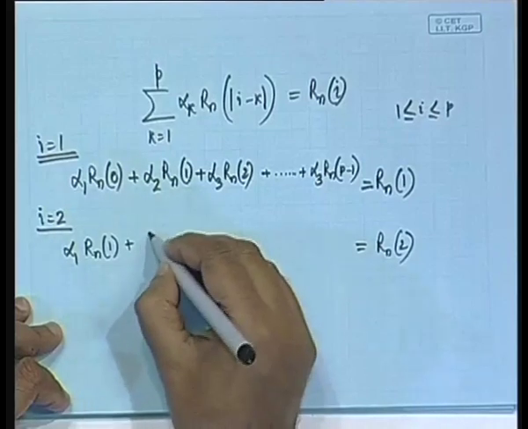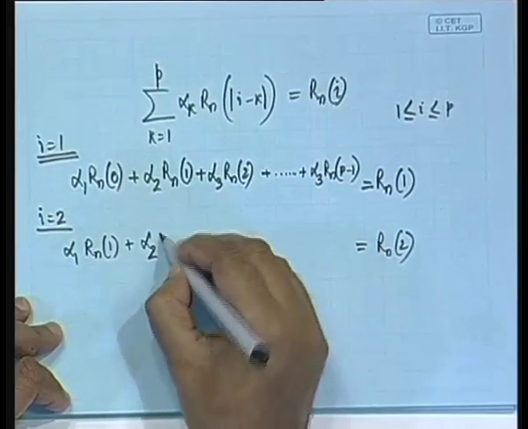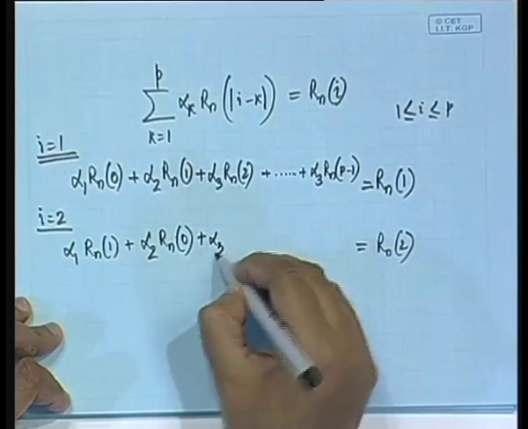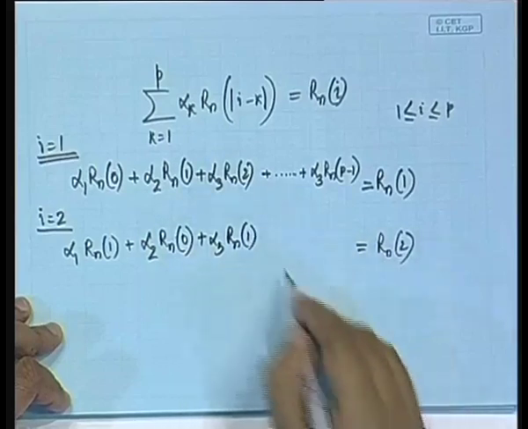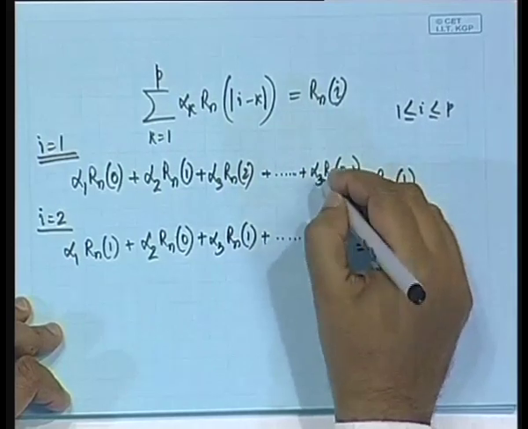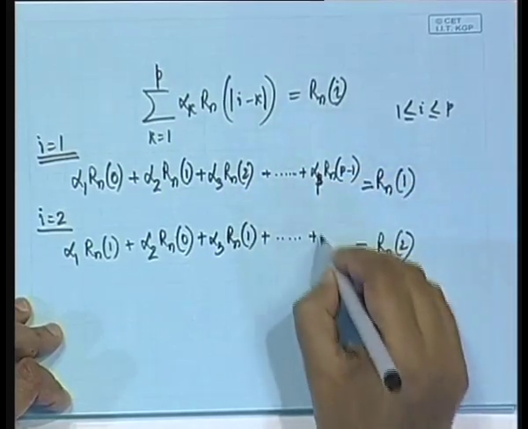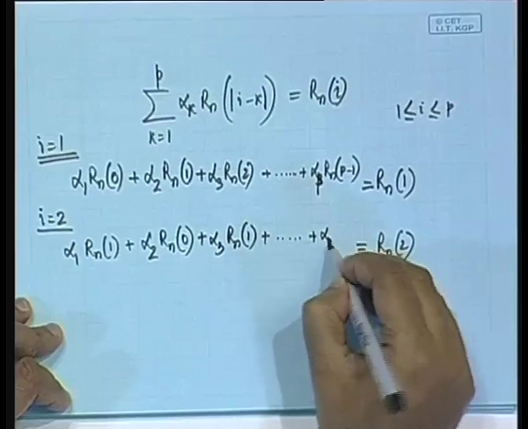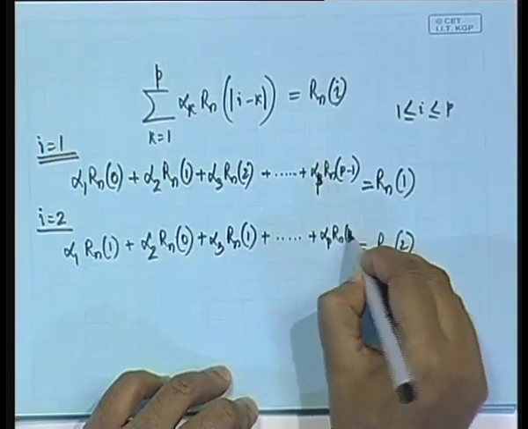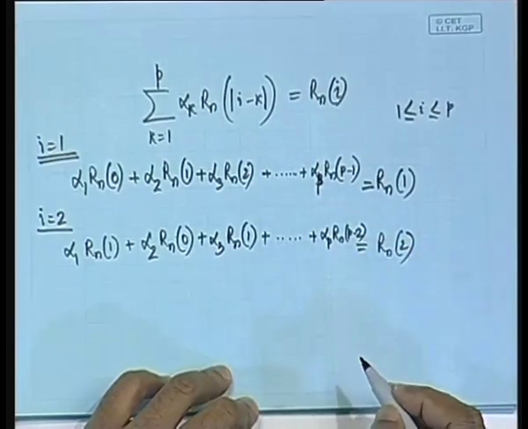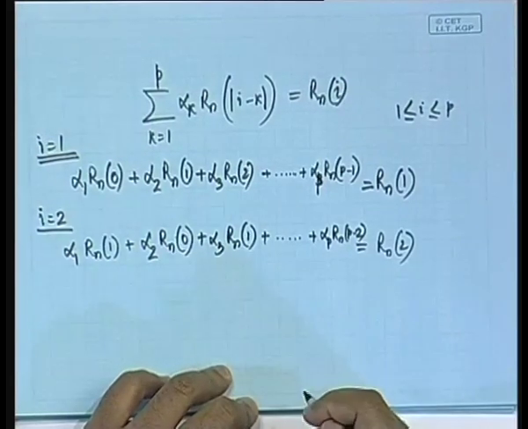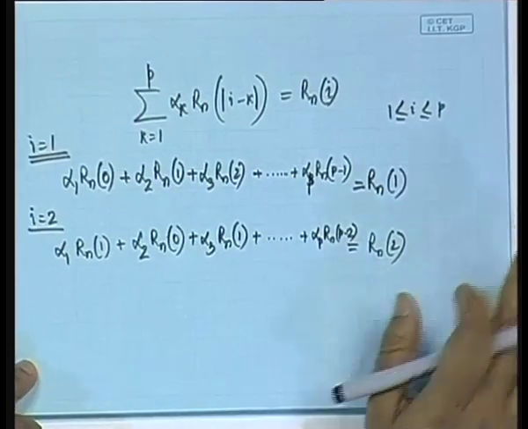What will be the second term? Alpha 2 Rn 0. What will be the third term? Alpha 3 Rn 1, okay, plus so on. What is going to be the last term? The last term coefficient is alpha p. So this is alpha p Rn p minus 2, right. Symmetry is definite, but you will see another interesting property of symmetry.